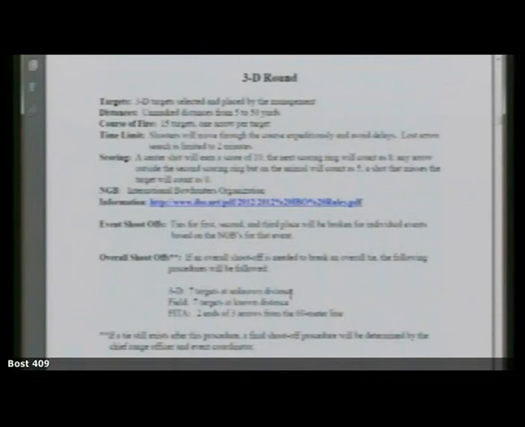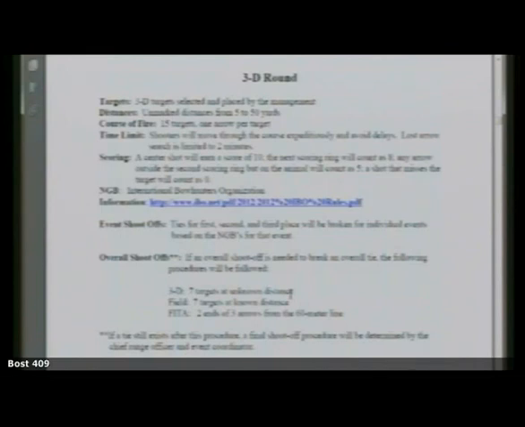The final event within archery would be the 3D round. The 3D round consists of artificial animal targets, and those will be 15 targets with 1 arrow per target. Again, shooting the course expeditiously without being rushed, just in order to avoid delays.